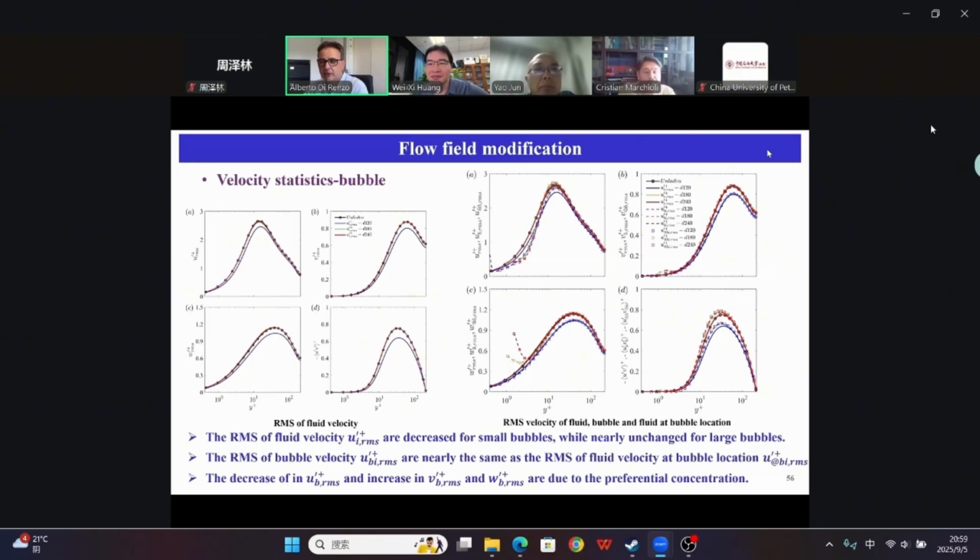Thank you for the answer. There is one rather quick question also in the chat that remains to be answered. It's for bubble-laden flow. Do you consider the bubble as a point for your tracking? So here we consider the bubble size is small. The D plus is about 1, so it's treated as a Lagrangian point.